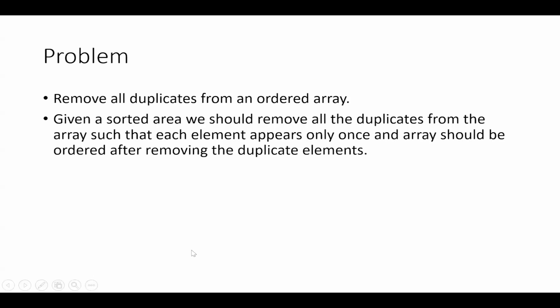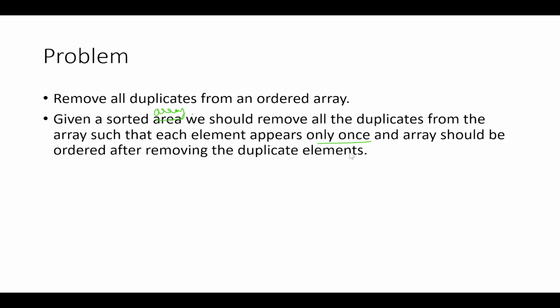First, let us see the problem statement. It tells us that we have to remove all the duplicates from an ordered array. An ordered array is given, and if there are repetitive values, we are supposed to generate an array without the repetitive values. Given a sorted array, we should remove all the duplicates such that each element appears only once, and the array should stay ordered after removing the duplicate elements. So that is the given task.